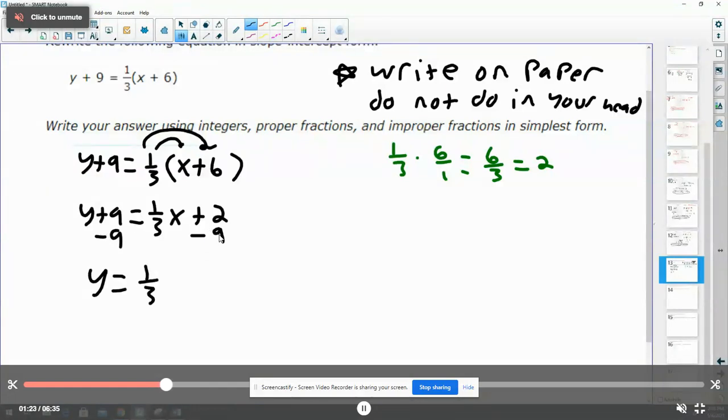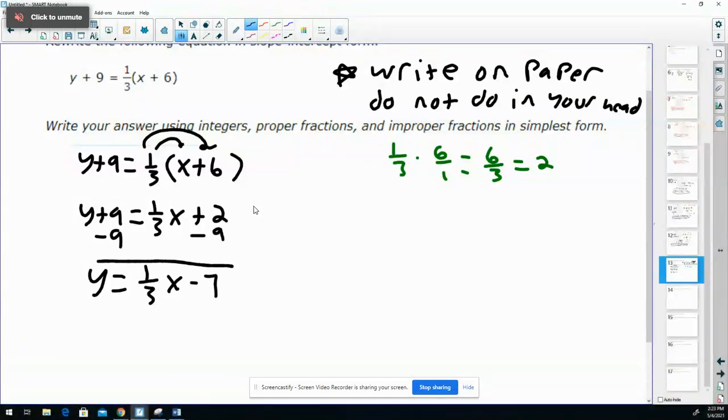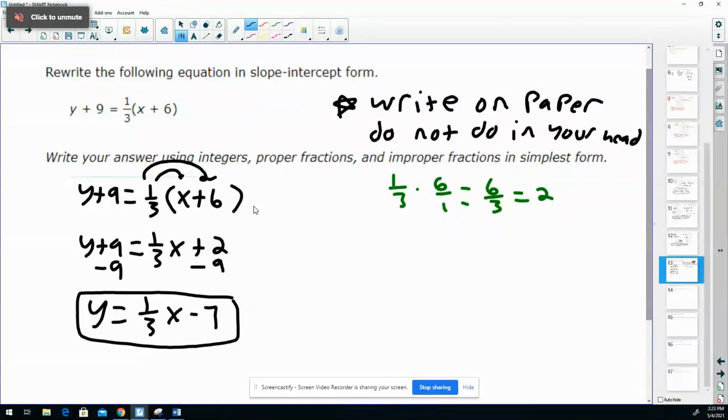Then we subtract 9 from both sides. So we'll get y equals 1/3 x. 2 minus 9 is negative 7. Remember, 9 minus 2 is 7. 9's bigger, so it'd be negative 7. Okay, so there is our answer, our slope-intercept form, which is that y equals mx plus b that you've all seen before.